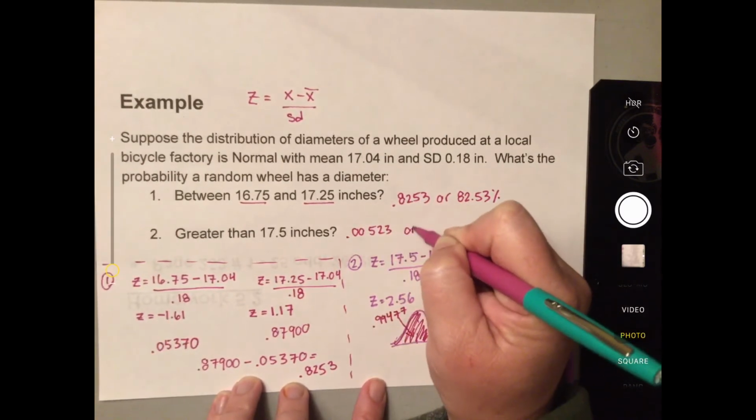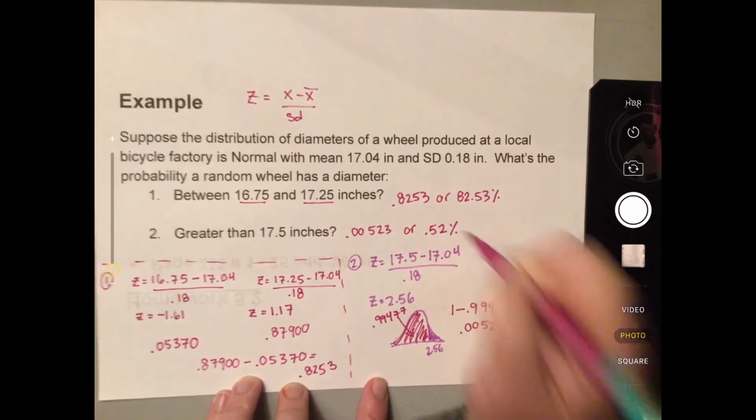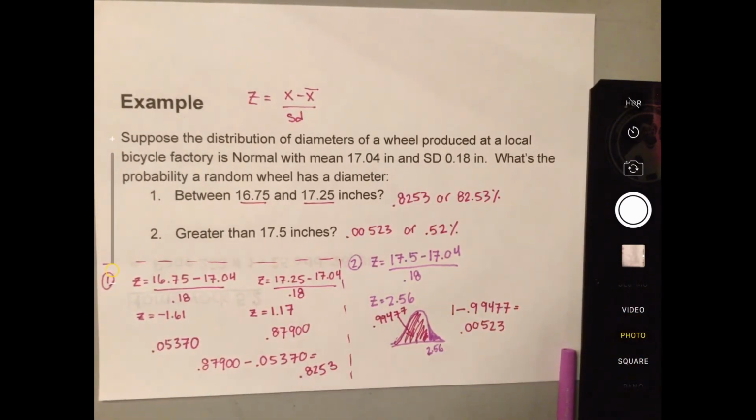So the answer to number 2 would be 0.00523, or 0.52%. Very tiny. I'm going to take a sip of water and come back and do all of this with the calculator.